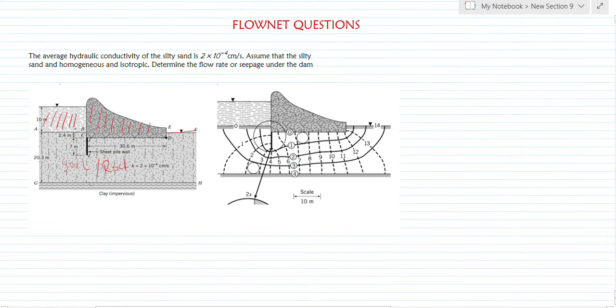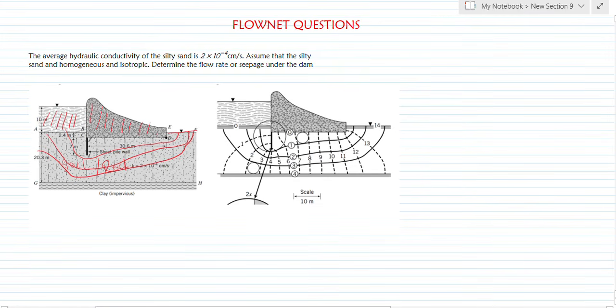Now, there is going to be flow of water from this direction to this side. There's going to be a flow of water, right? And so Flownet is a graphical way of representing how this water is going to seep through the foundation of the dam, from the upstream to the downstream.